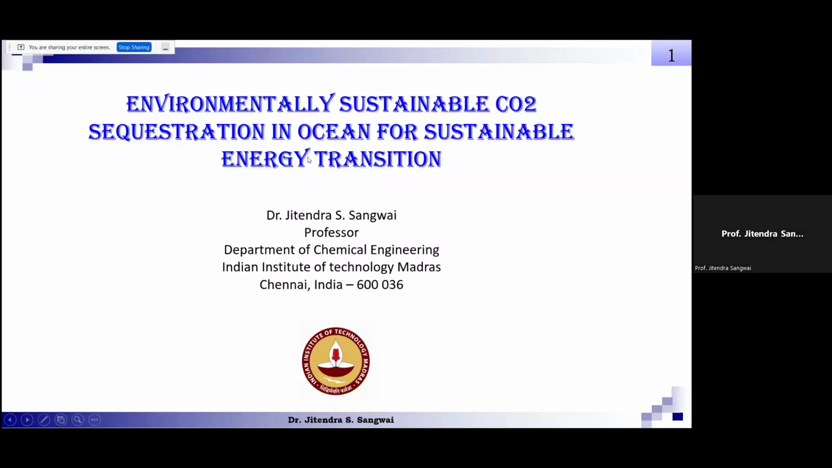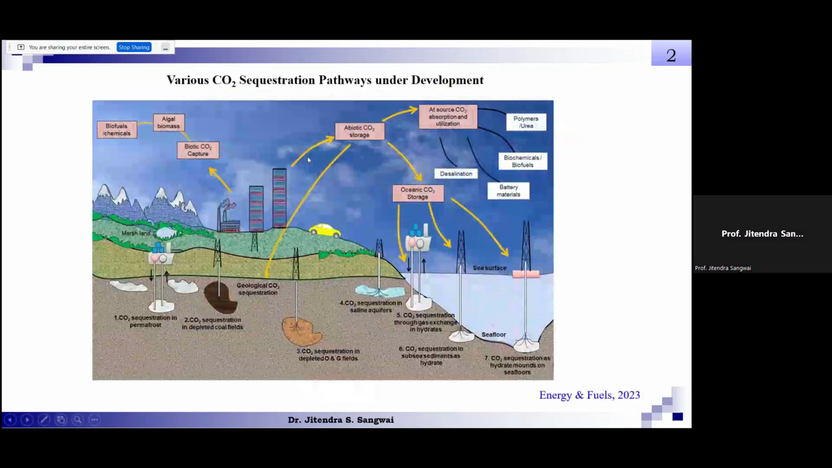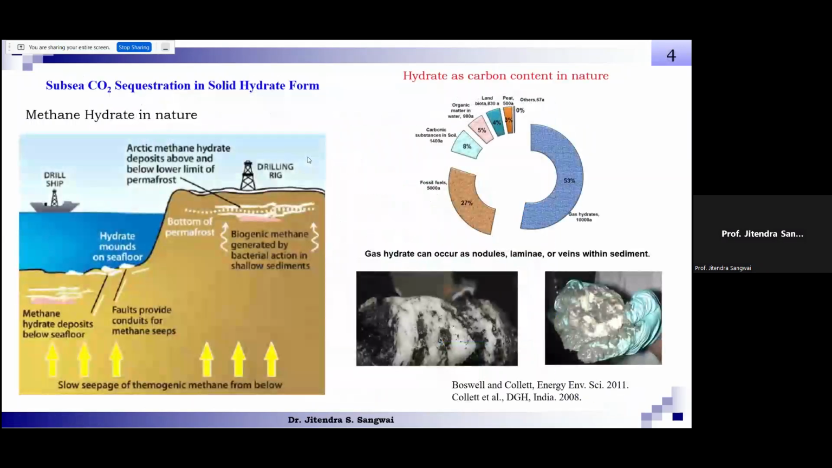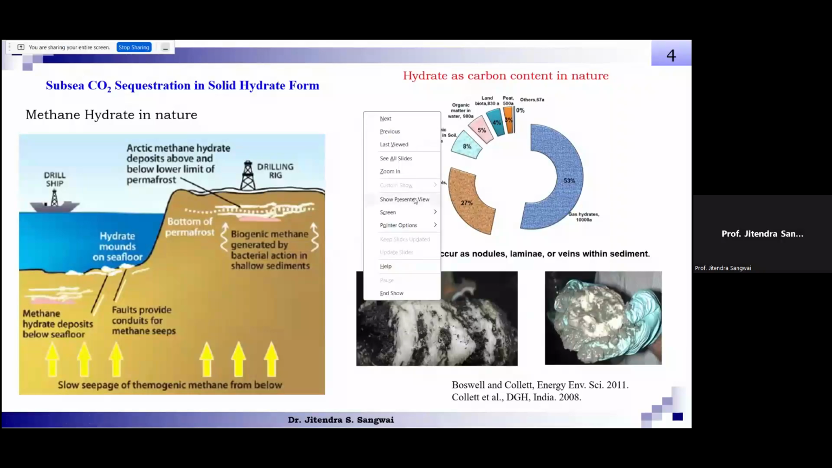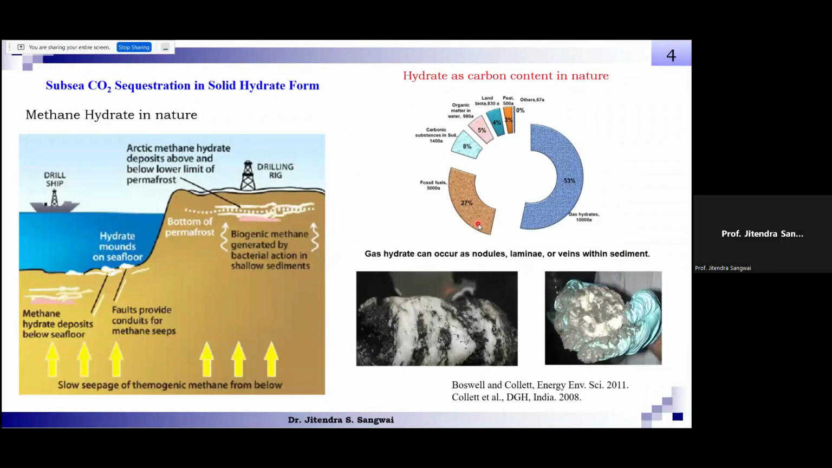Now, before I go on, I want to tell you why the ocean can be a more potential location for storage of carbon dioxide. Methane is a more potent greenhouse gas as compared to carbon dioxide. Everybody is aware of it, right? It has about 30 times more potential to drive climate change than carbon dioxide.